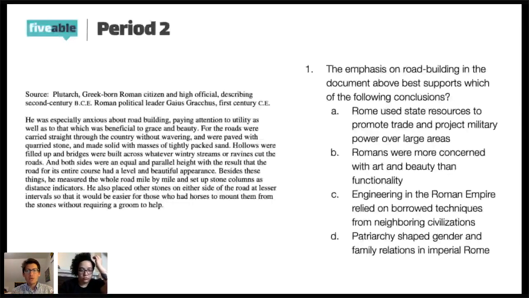And I'm just going to read the source to see what it has to say. He was especially anxious about road building, paying attention to utility as well as to that which was beneficial to grace and beauty. So it's not just beauty over functionality. He's concerned about both, which means B probably isn't my best answer here.